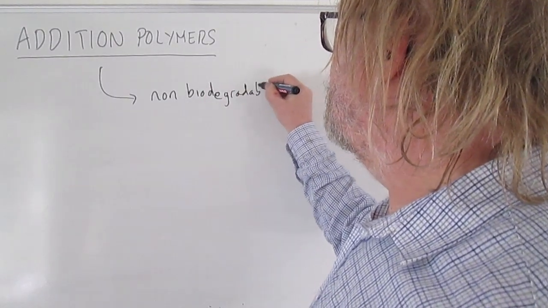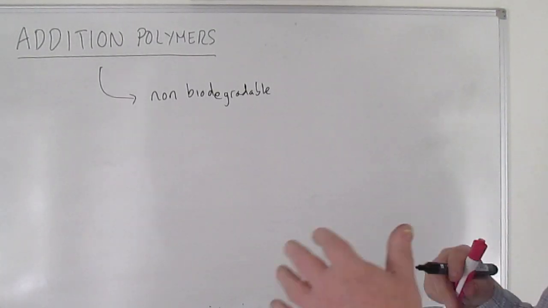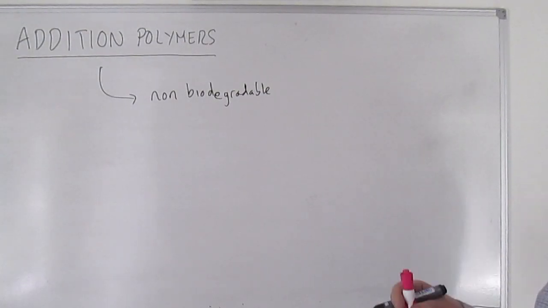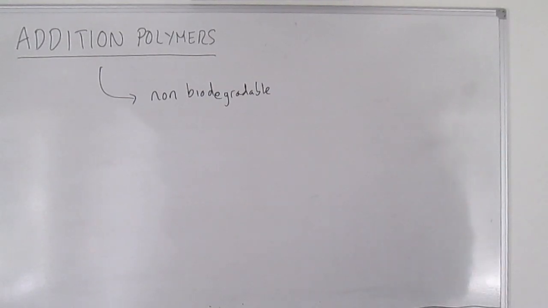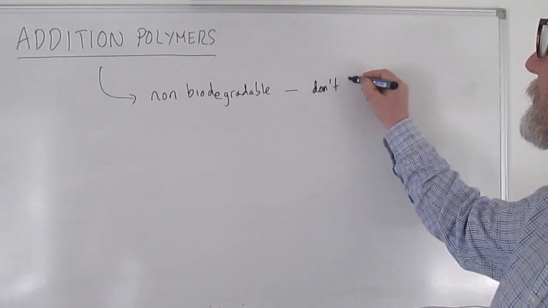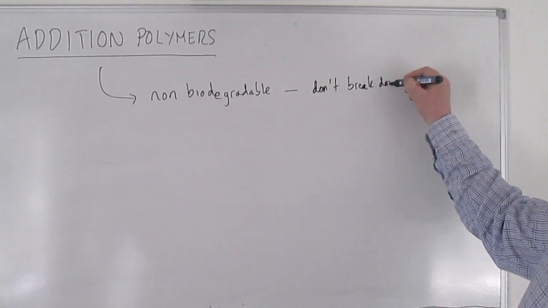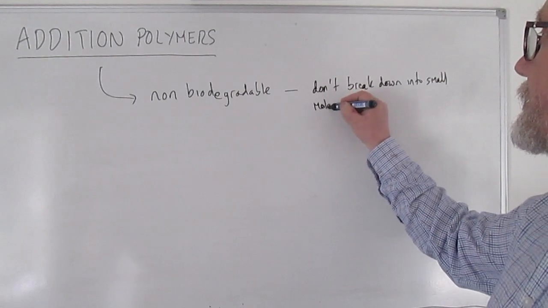What that means is that bacteria, things like that, which normally will break big molecules down in the environment back into small molecules, which can then go back into nature in various ways to be made into new things. That doesn't happen with addition polymers because the bacteria have no enzymes available for catalyzing reactions which would break these things down. So what that means is that they don't break down into small molecules in the environment.